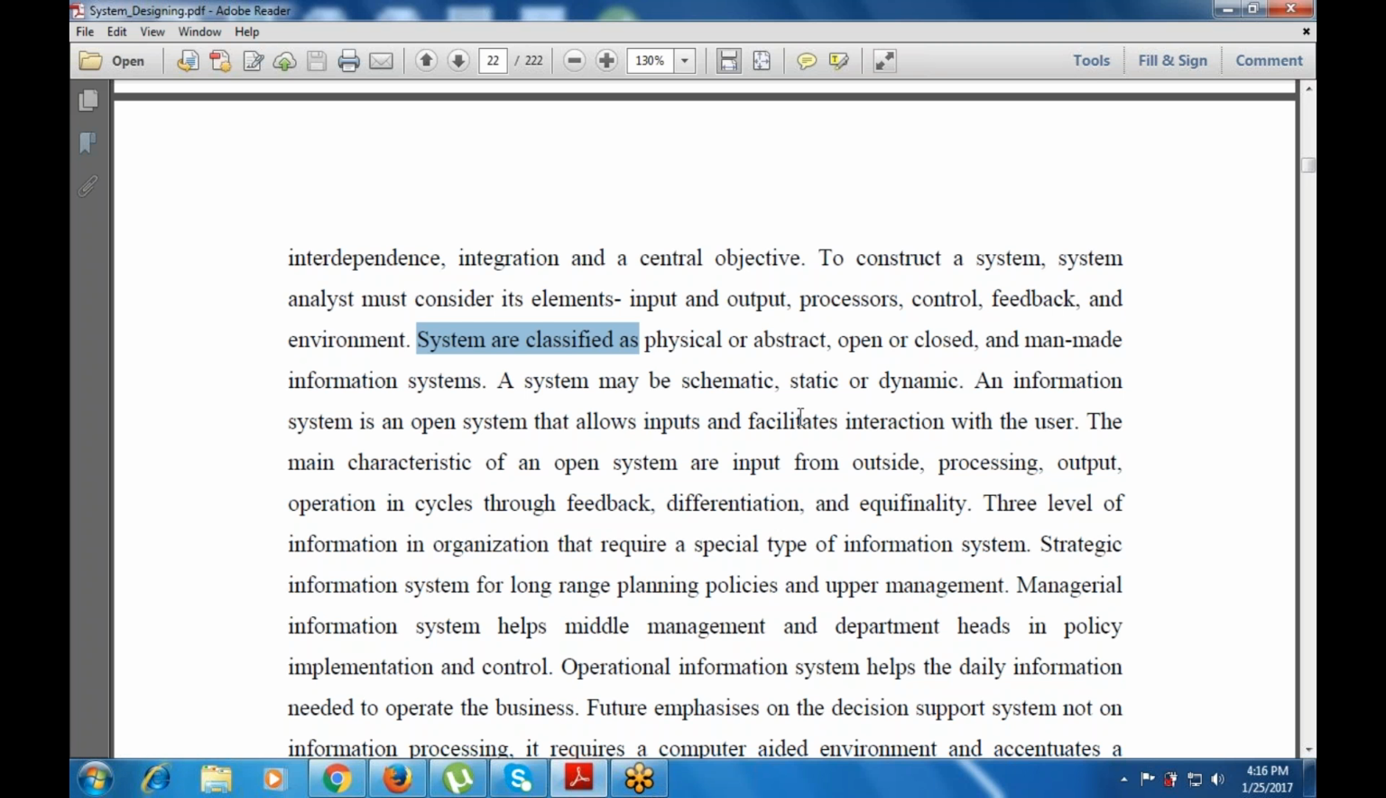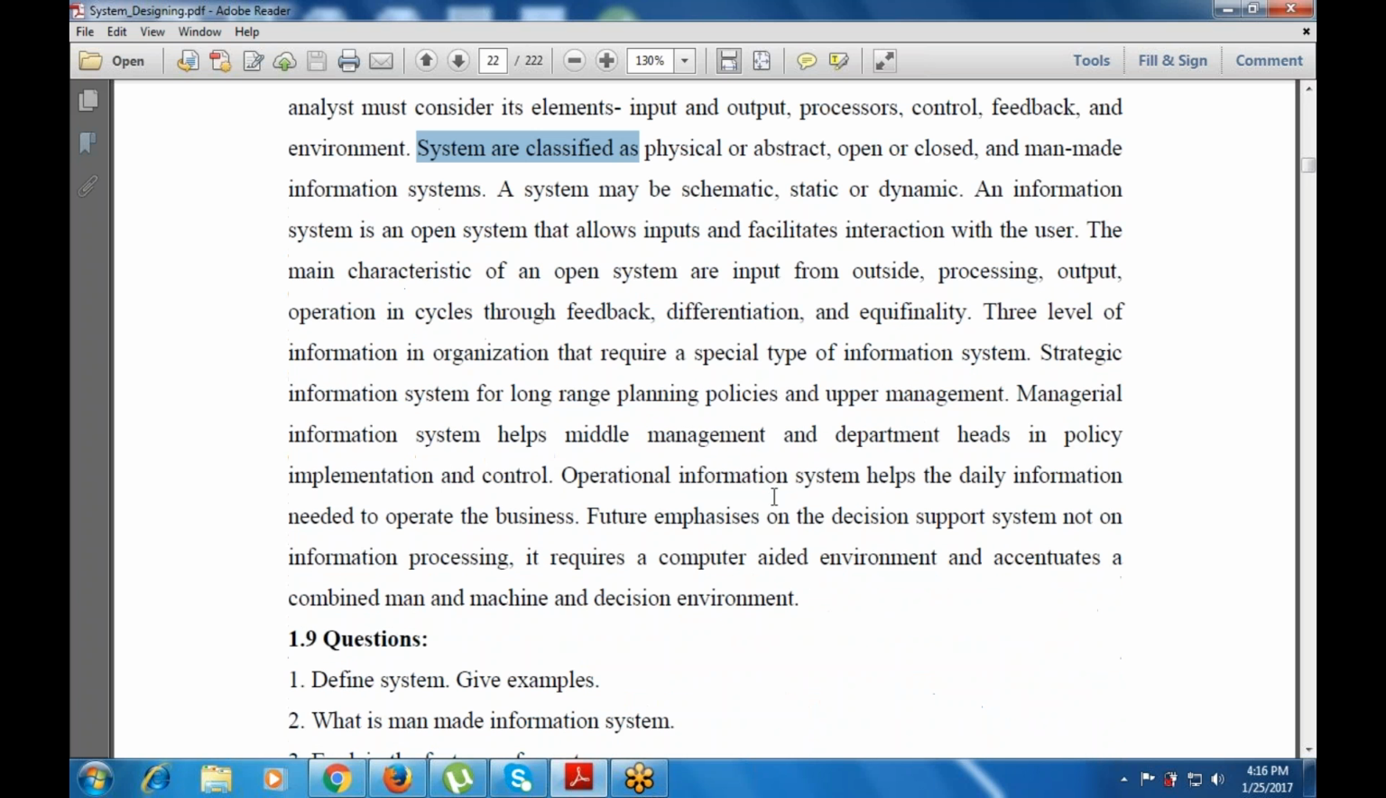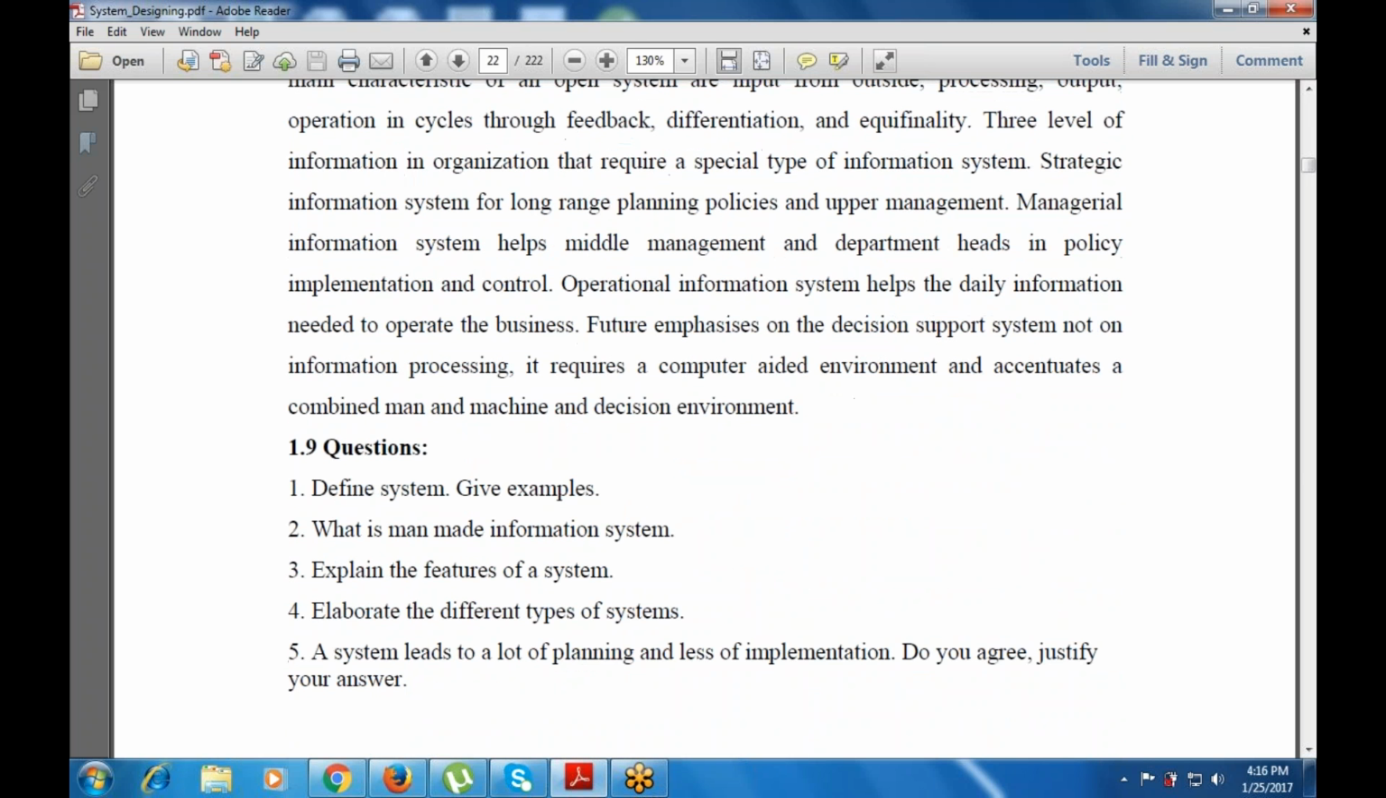And the three levels of information in the organization require a special type of information system that is used with the management head, that is used with the department heads in the policy implementation and the control. And there is a future emphasis that is used on the decision making that runs on the information system.